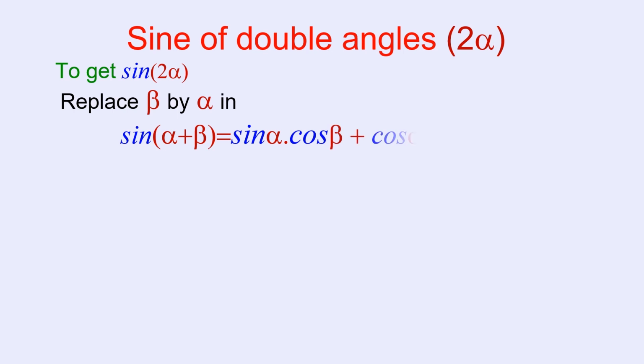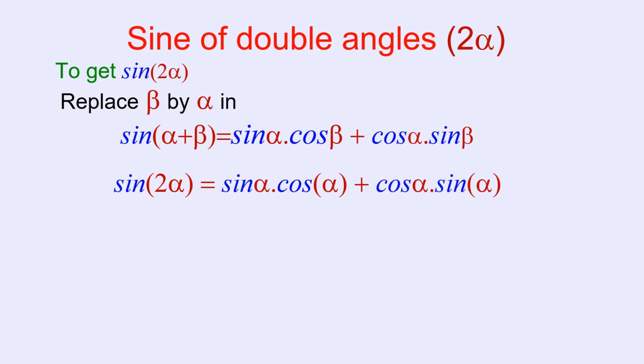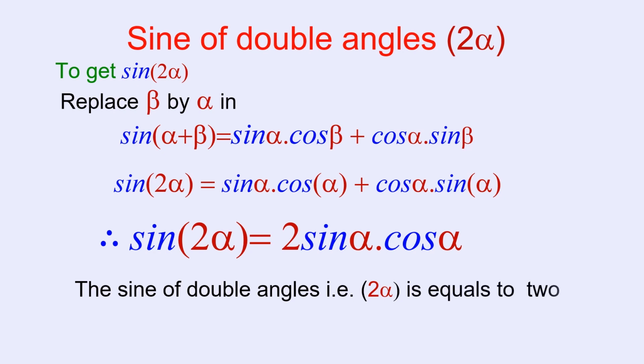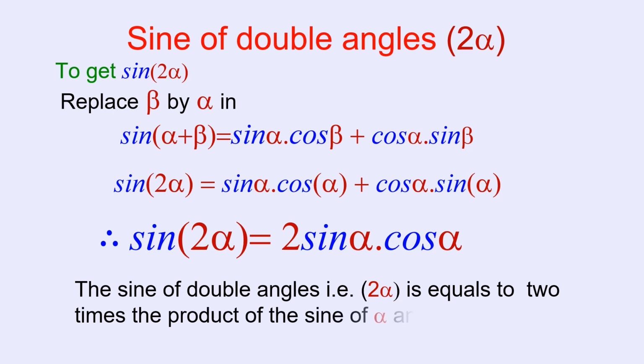Sine, cosine of double angle. Sine of double angles, 2 alpha. To get sine 2 alpha, replace beta by alpha in the formula of sine alpha plus beta. Therefore, we get sine 2 alpha equals 2 times sine alpha into cos alpha. The sine of double angles, or 2 alpha, is equal to 2 times the product of the sine of alpha and cosine of alpha.